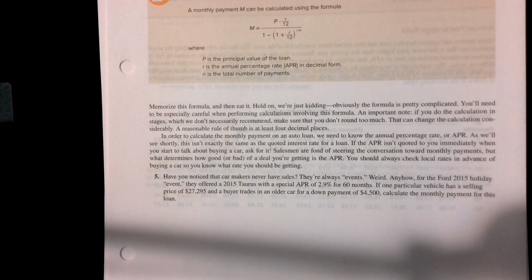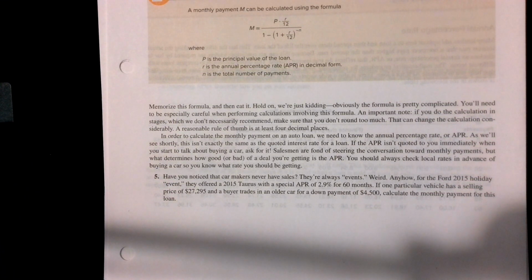In order to calculate the monthly payment on an auto loan, we need to know the annual percentage rate, or APR. As we'll see shortly, this isn't exactly the same as the quoted interest rate for a loan. If the APR isn't quoted to you immediately, when you start to talk about buying a car, ask for it. Salesmen are fond of steering the conversation toward monthly payments, but what determines how good or bad of a deal you're getting is the APR. You should always check local rates in advance of buying a car so you know what rate you should be getting. Have you noticed that car makers never have sales? There are always events. Weird, anyhow.